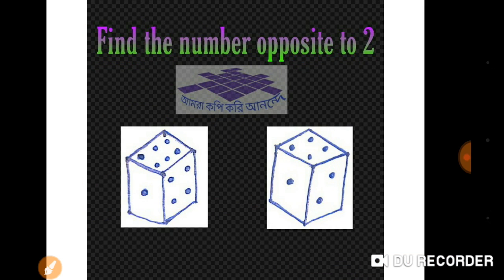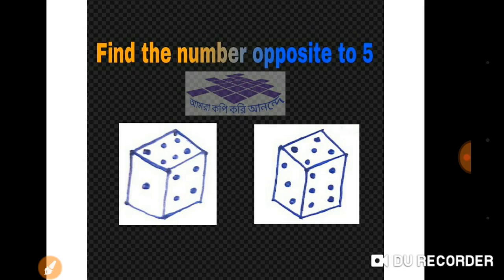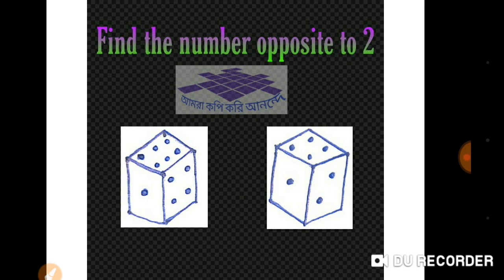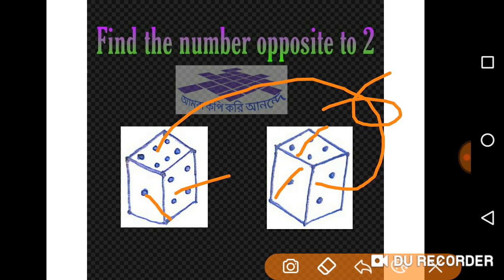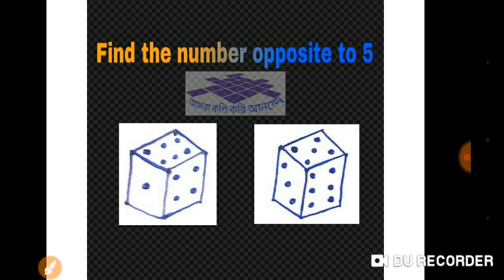And in case of two common sides, 4 1 and 4 1, the remaining number is the opposite of the remaining one here. So the answer is 6 in this case, and the answer is 1 in this case.